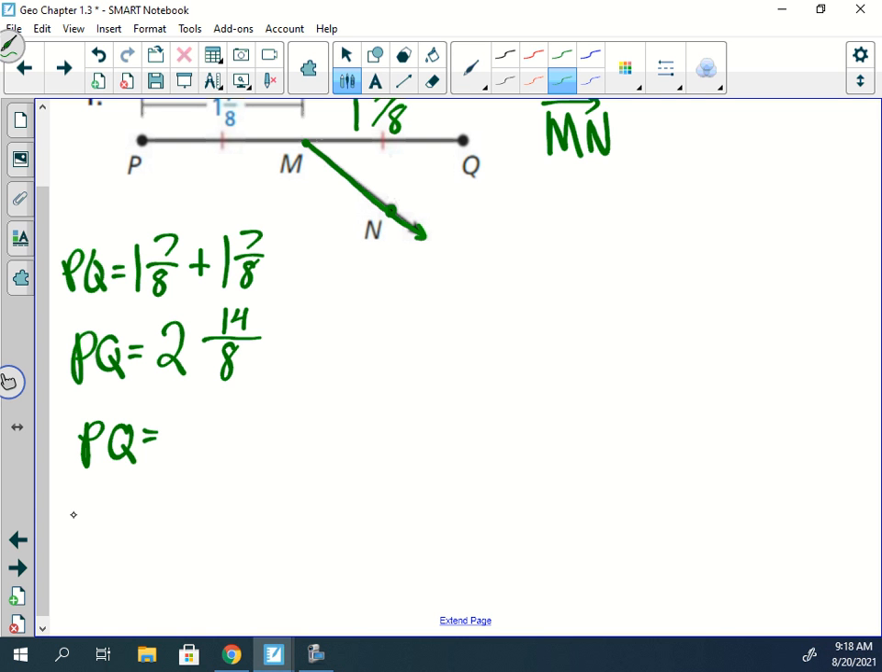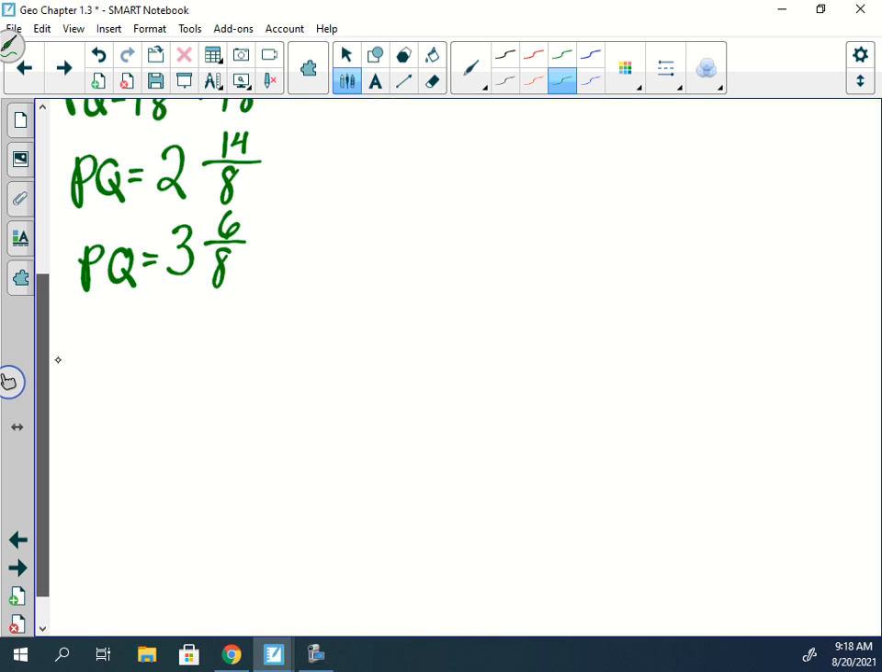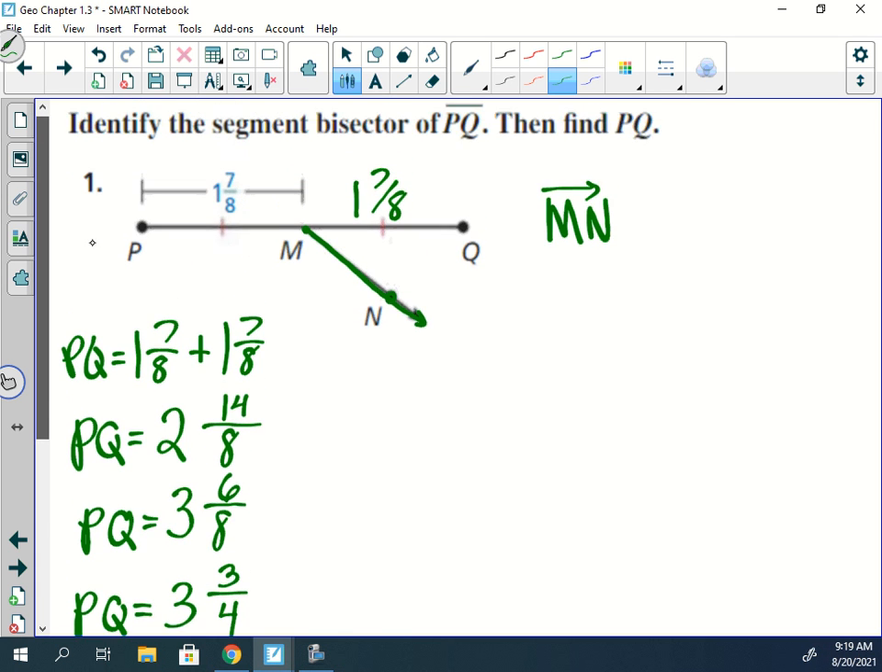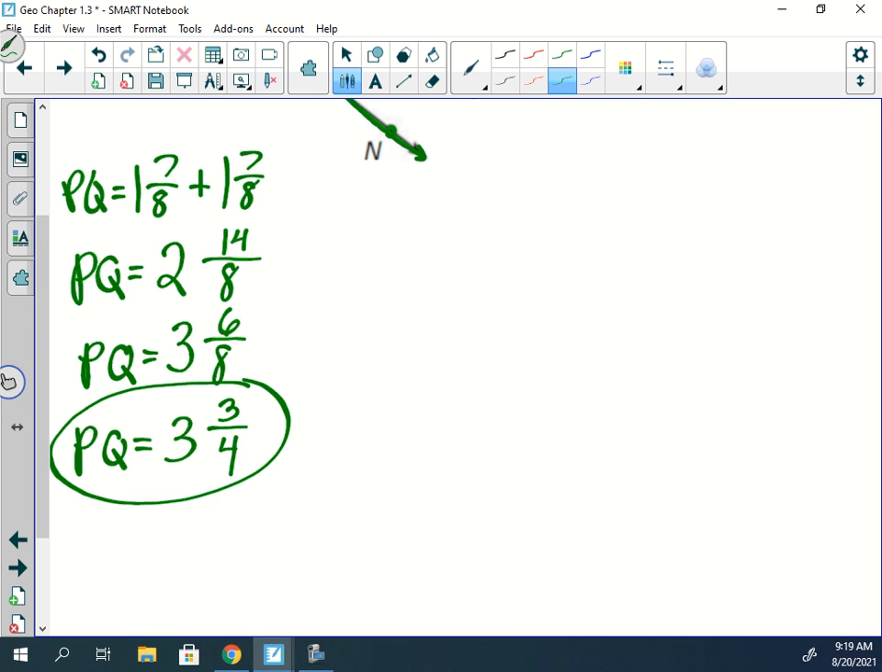How many times can I pull 8 out of 14? Once, because 8 and then 16 is 2. So we can pull it out once, so we'd have 3. And what's left over? 6. Do 8 and 6 have a common factor? 2. So this would reduce to 3/4. And it does not give us a unit. So the entire line is 3 3/4 units. And that's it.